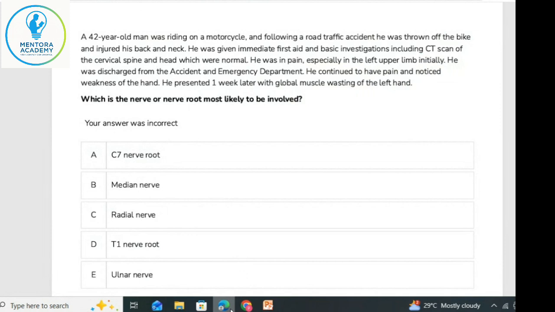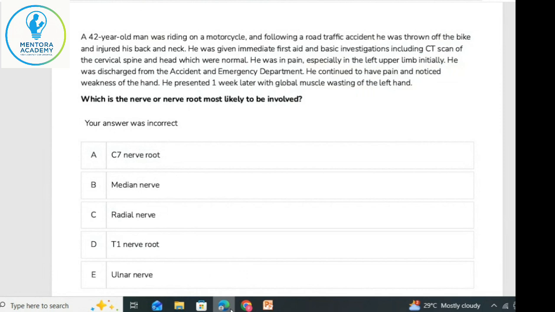C7 is mainly important for movement around the elbow, whereas C8 and T1 is for the hand. T2 is in the chest. So in that scenario, what is the revised answer for you? T1, sir, T1.